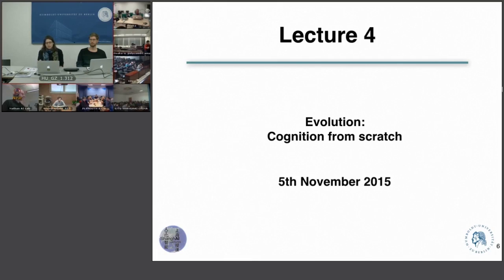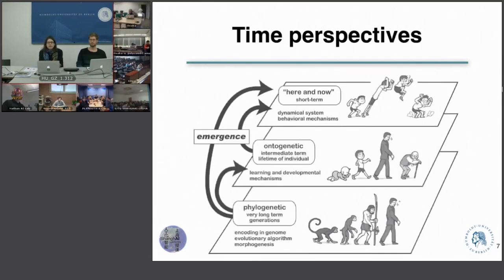What we could look at here is first to see it from a broader view, to look at different time perspectives. In the first few lectures, we've been mainly interested in the here and now, which you see on top of the slides. So dynamical systems, behavioral mechanisms, how agents behave in the real world, how they interact. But of course, there are also longer time frames.